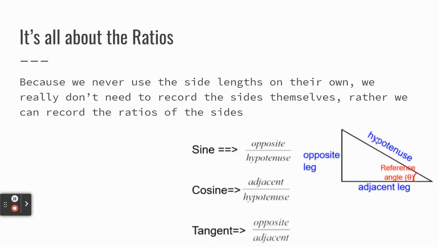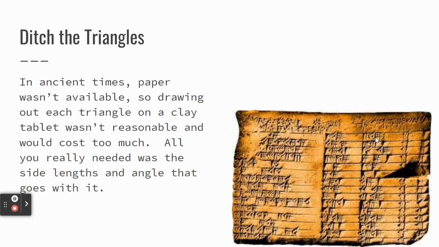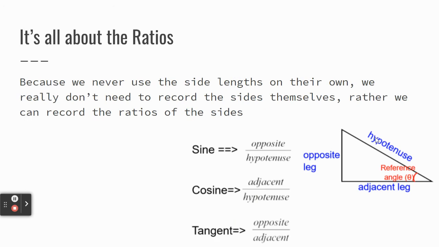So the last step here is people started to realize that those lengths on their own weren't really what they needed. When we go to actually use these measurements in a triangle or in a problem, we're always comparing two sides. We're writing a ratio. In this example, we used x and 80. X is the opposite side, 80 is the hypotenuse. So what we were really using was the sine.